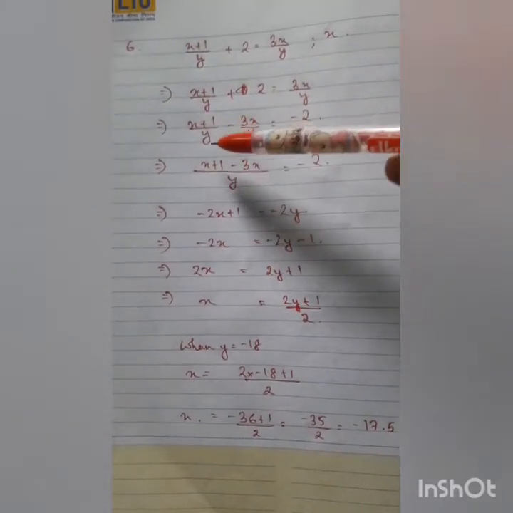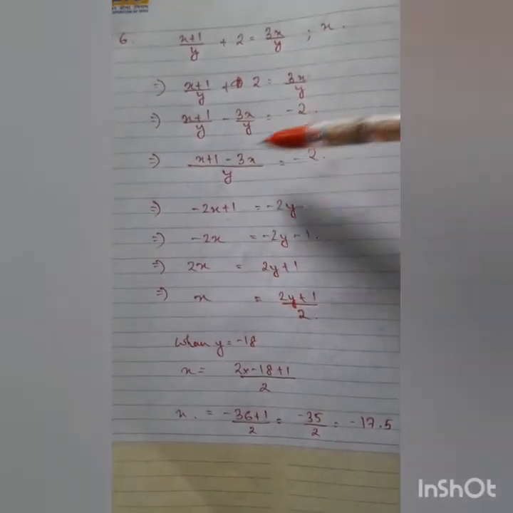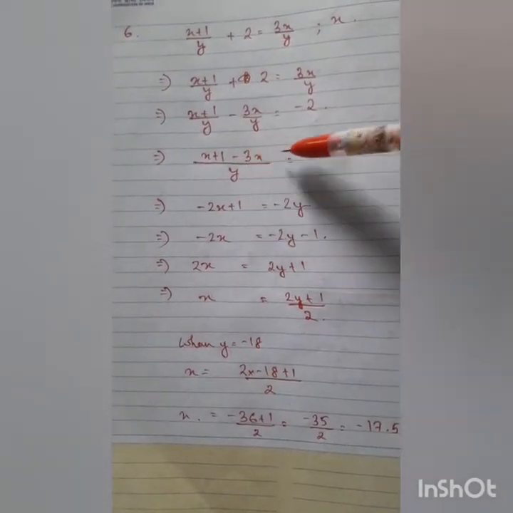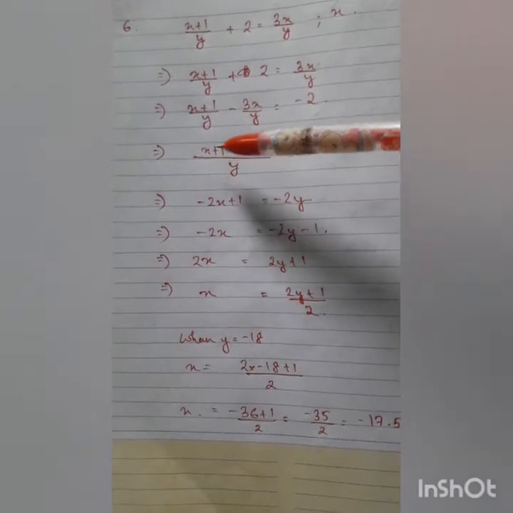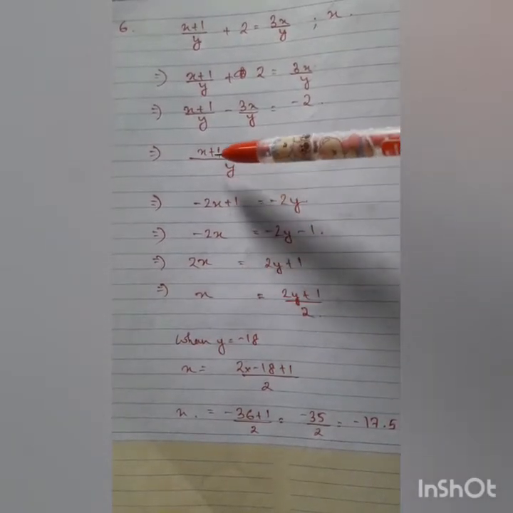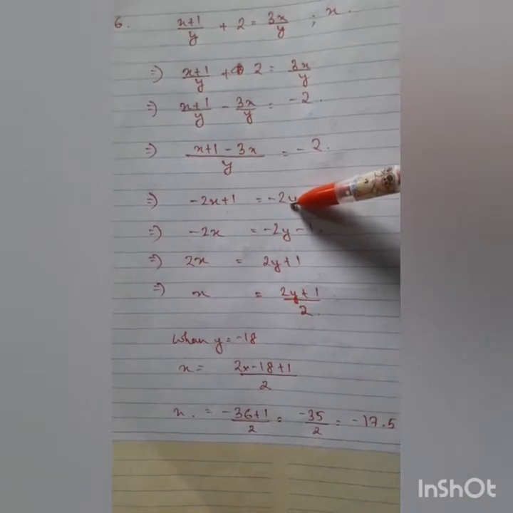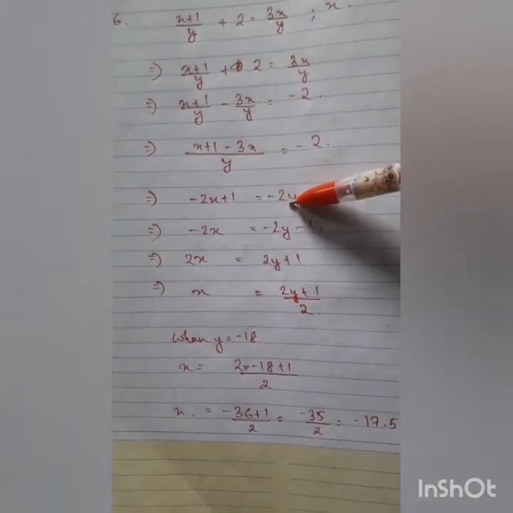Okay, so (x + 1)/y − 3x/y = −2. Taking the LCM y, so x + 1 − 3x = −2. x − 3x is −2x, and +1. Y in the denominator will go that side and it will become multiply. So it became −2 into y.